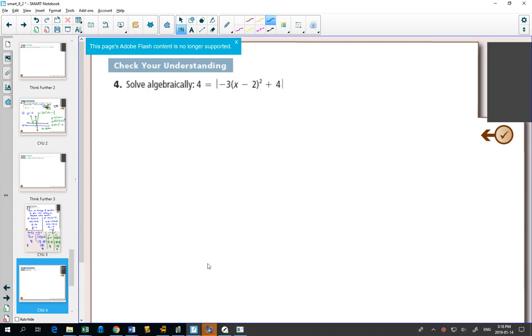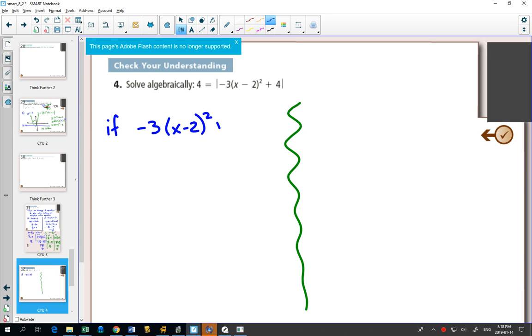We're going to solve this one algebraically as well. Now, there's two possibilities again, so we sort of split our page in half. If you want to start off with the two possibilities, one is if negative 3 absolute value of x minus 2 squared plus 4 is bigger than 0, and the second possibility is when negative 3(x minus 2) squared plus 4 is less than 0. Those are the two possibilities. Either the inside of the absolute value is positive, or the inside of the absolute value is negative.